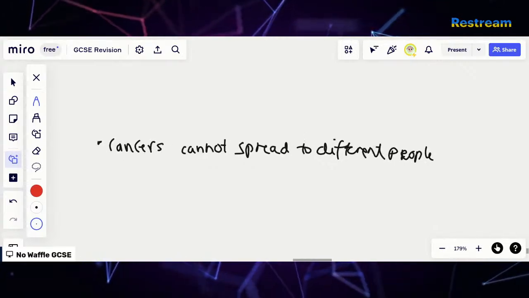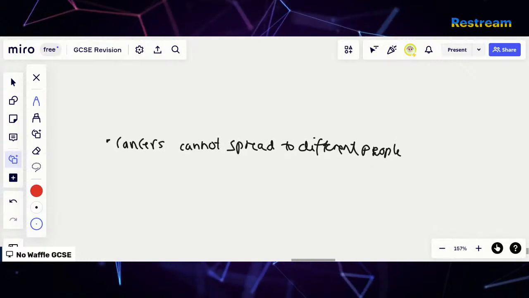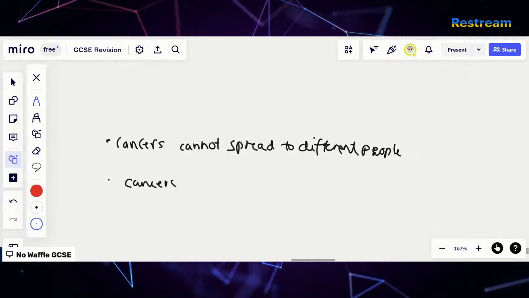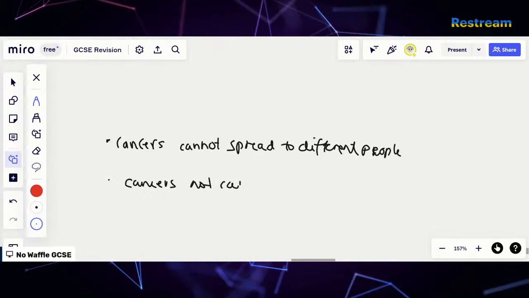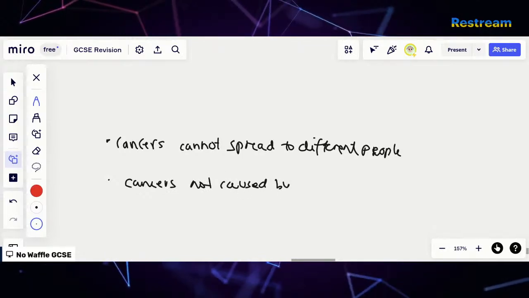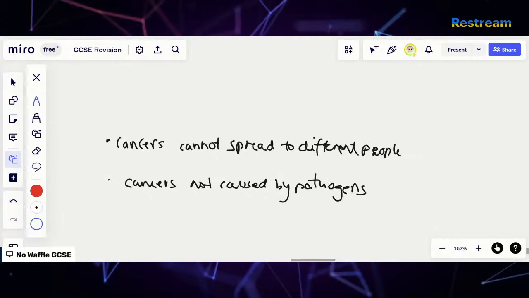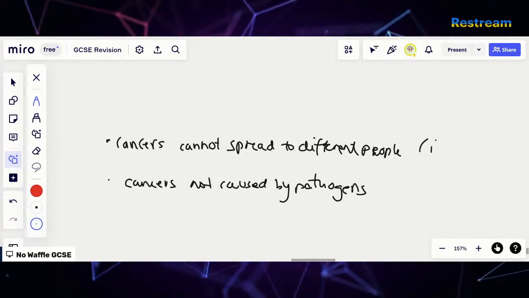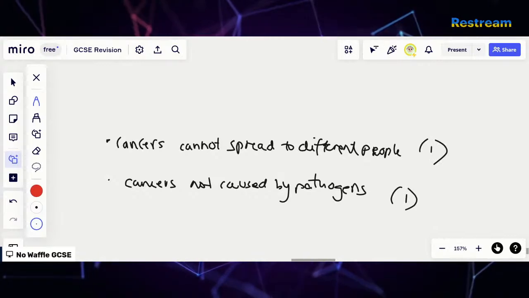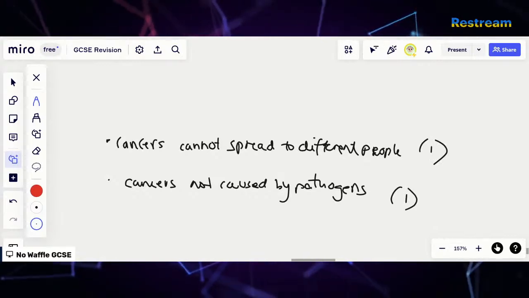So one is cancers cannot spread to different people, and another thing is cancers are not caused by pathogens, but by our own body cells. And you can get 1 mark for each one for that question. Okay, moving on to the next question.